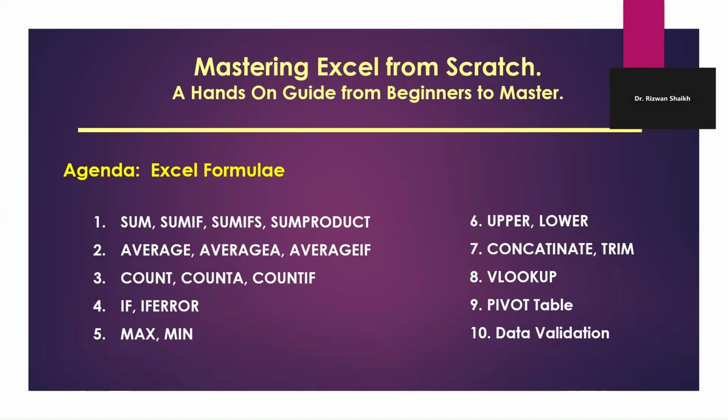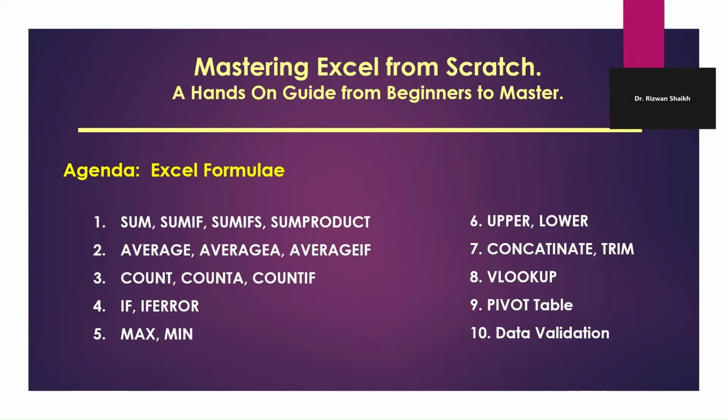Then as a fifth point, we'll see max and minimum value calculation, finding out the maximum and minimum value within the range. Then converting upper and lower case, then concatenate and trim. Then we'll see VLOOKUP in another separate session, and we'll see pivot table and data validation. So these are the points which I want to cover in the next few sessions, right? So let's start with it.